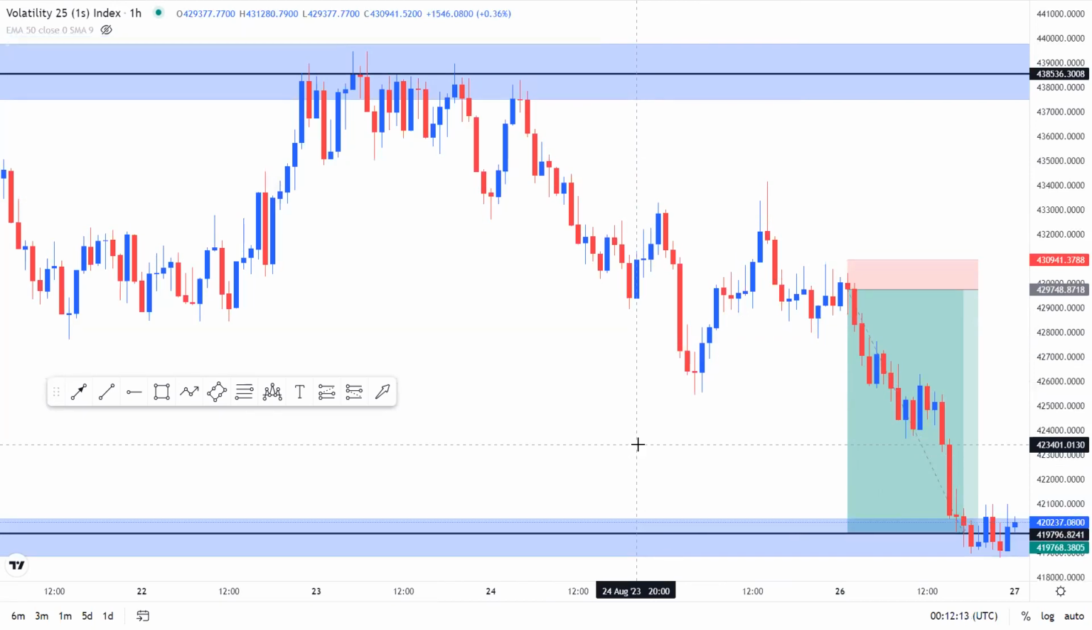Firstly, I need to say this, guys. Once you want to have a well-informed bias of where price is likely heading for any given day, take a very good look at the daily time frame.